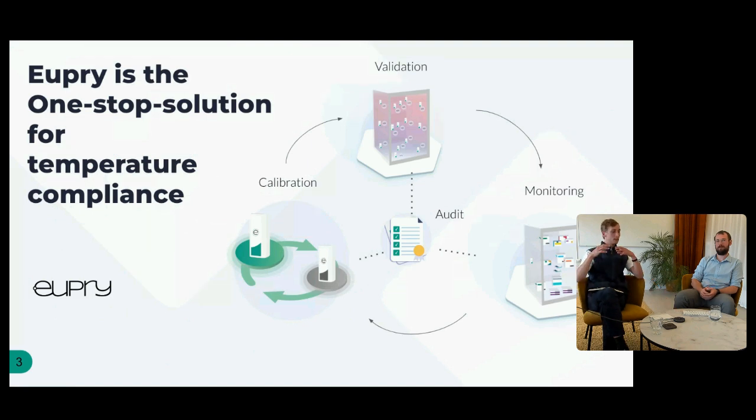And then maybe just a short intro to why we talk about this. UPRI is what we call a one-stop solution for temperature compliance. The reason is that we offer our customers a full package of temperature compliance: calibration, validation, monitoring. This is all you need in order to be compliant with the regulations in place here.